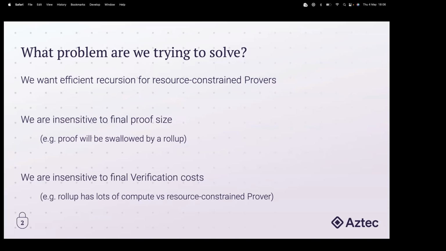So I said we're insensitive to final proof size. That's actually kind of contradicting what I just said. By insensitive, I mean it's tens of kilobytes, not megabytes. And the final verification costs don't matter because of this resourceful prover.